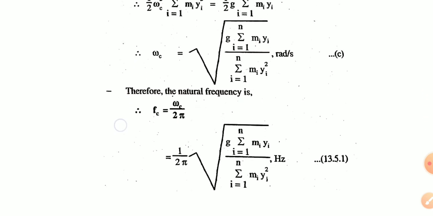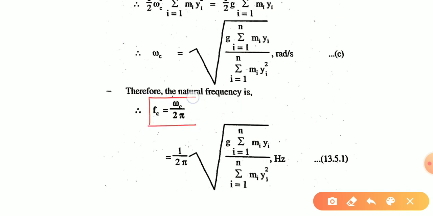Now from that we can find the natural frequency. Natural frequency is equal to omega c upon 2 pi. So this is the final equation of natural frequency for a shaft carrying multiple rotors. For that we require the mass and y deflection to find the critical natural frequency.